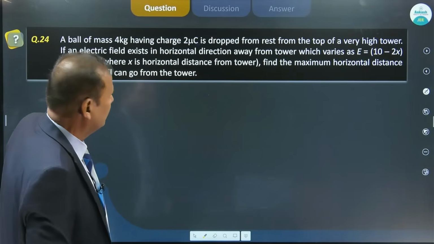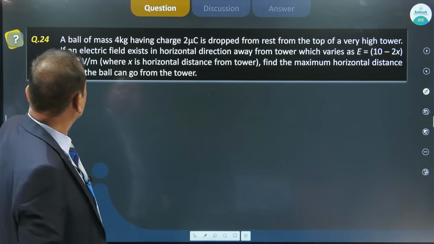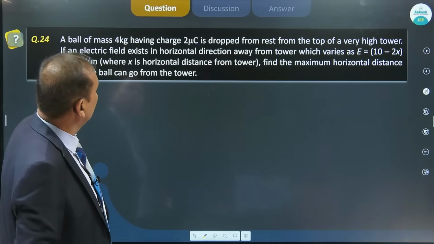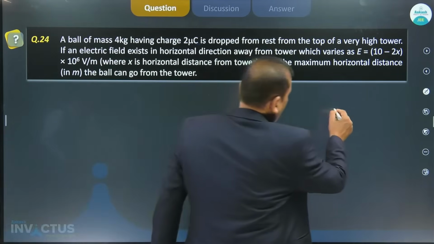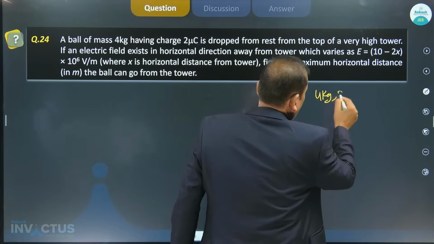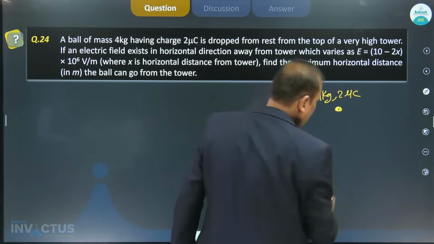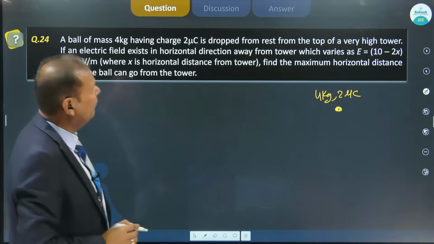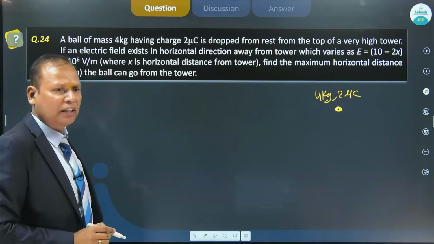Next question. A ball of mass 4 kg having charge 2 microcoulomb is dropped from rest from the top of a very high tower.